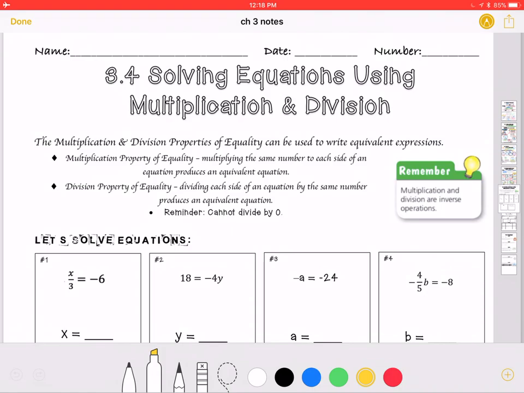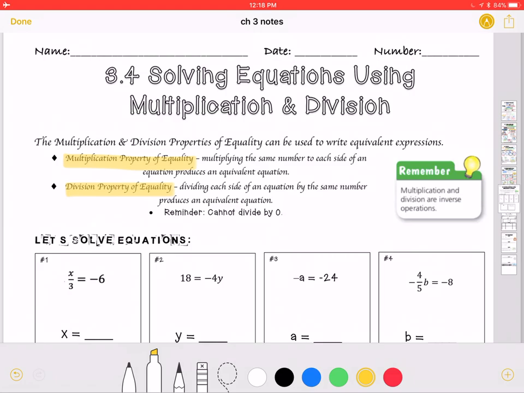So just like there were for addition and subtraction, we have multiplication and division properties of equality, which essentially say the same exact thing. If you multiply the same thing to both sides of the equation, then it will remain equal. So whatever you do to one side, you always have to do to the other side to keep it equal, whether that's adding, subtracting, multiplying, or dividing.